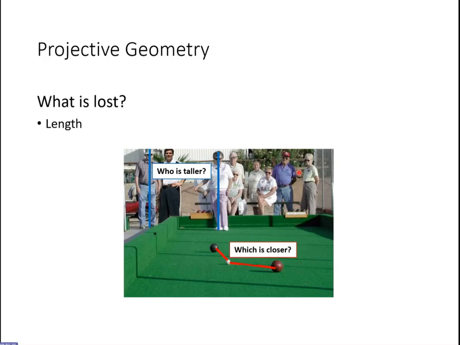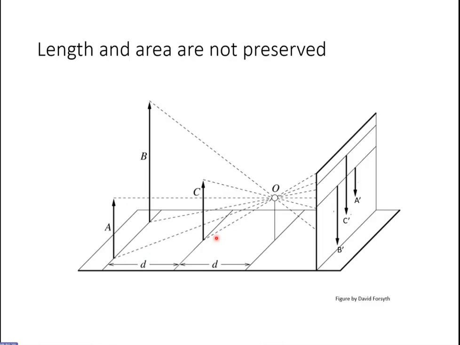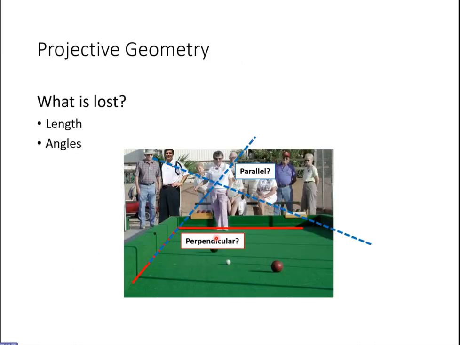So, in projective geometry, what is lost? Who's taller? Compare this person and this person, who's taller? It's not so easy to answer because it is the result of projection, and the information of length and area was lost in the 2D image plane. So usually we want to find some clues to answer the question.